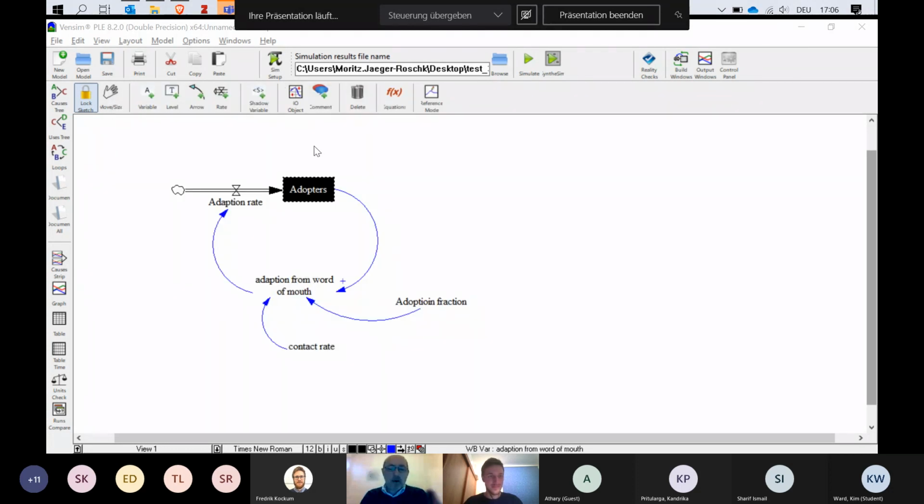So the first important issue when we are doing the parametrization of the model, let's close this for a moment, is: what time horizon is this adoption fraction based on? Is this per year? Is this per month? Is this contact rate per year or per month?